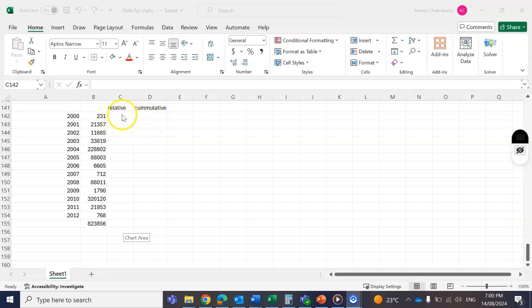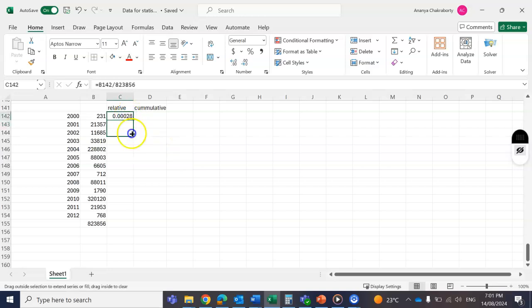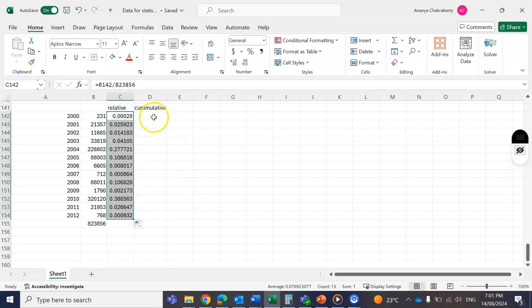So to calculate the relative frequency, if you remember, it is equal to the current one divided by the total value, which is 823,856, and we will drag till the end, so it will calculate for all.